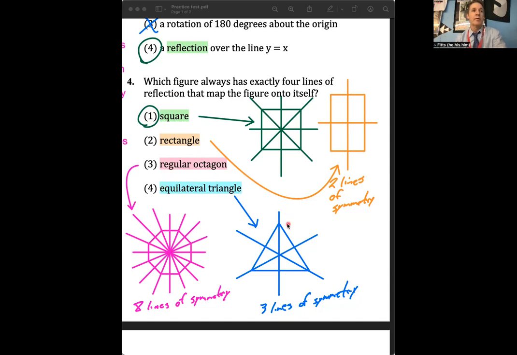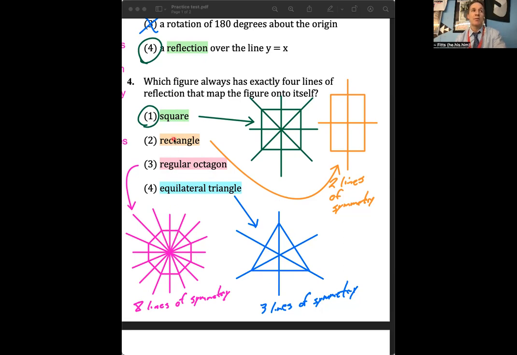Equilateral triangle. That has 3 lines of symmetry. So if I flip it over this line here, then this point's going to be mapped onto this one. This one's going to be mapped on this one. This one's going to be mapped on this one. Octagon has 8 lines of symmetry. Notice the pattern here, 3 sides, 3 lines, 8 sides, 8 lines.